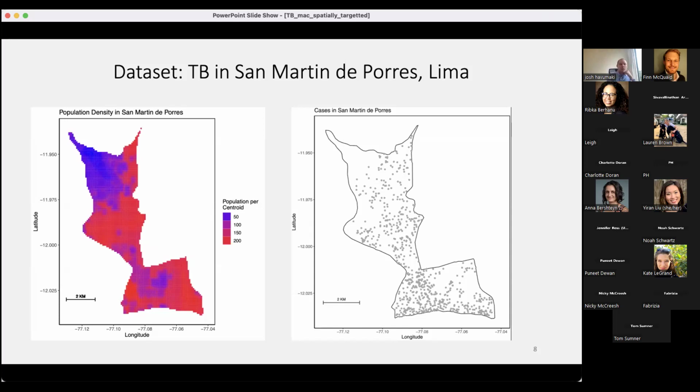Basically, this prospective cohort study had mapped TB cases over a 33-month period in Lima during that time. We picked the most densely populated district in that study, which is San Martin de Porres. The population is about 600,000 individuals. On the right is the distribution of the cases. They've been jittered to avoid identifiability, but it's the approximate distribution of the cases over the 33-month period in this district, and on the left is the population density in San Martin de Porres.